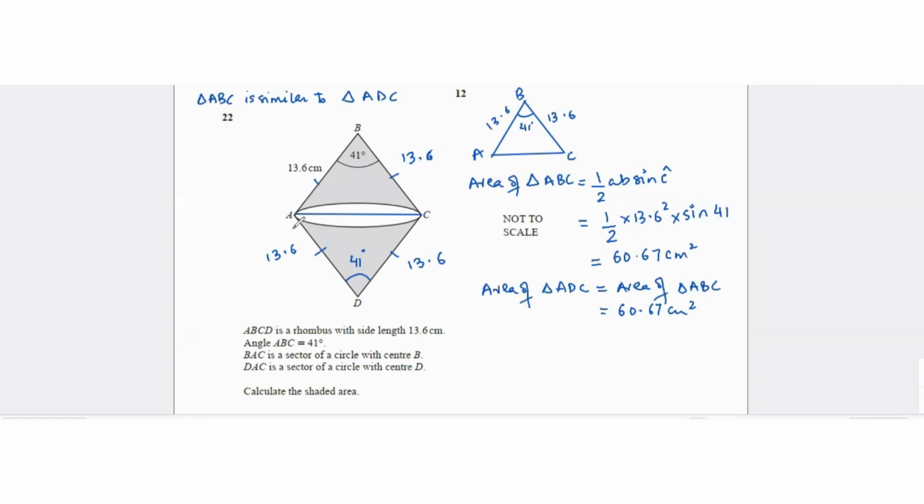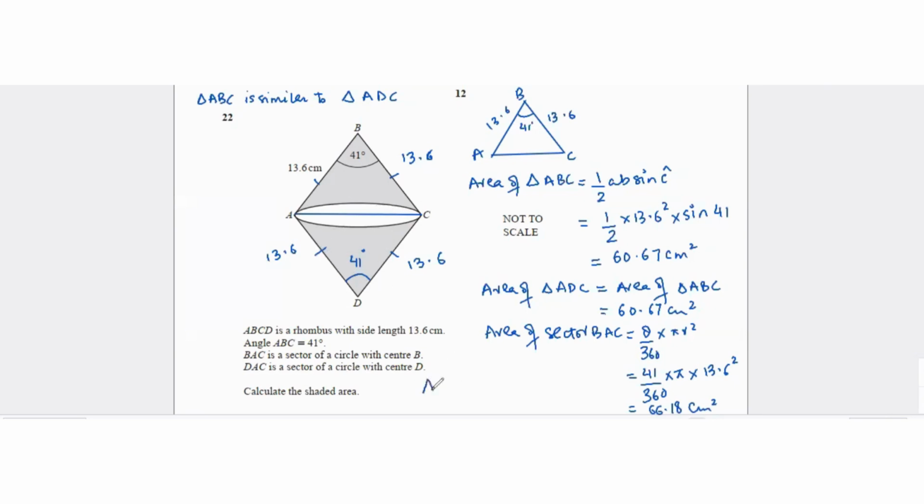So now that we have figured out the area of the triangles, let's talk about the sectors. So we have a sector BAC and we have a sector DAC. The formula that we're going to use to find the area of sector BAC is theta over 360 times pi r squared. The angle is 41. So 41 over 360 times pi, and r squared is going to be 13.6 squared, which is the radius of the sector. That gives 66.18 centimeters squared.